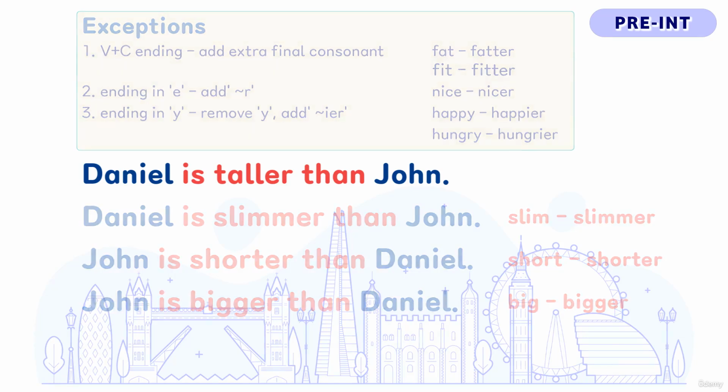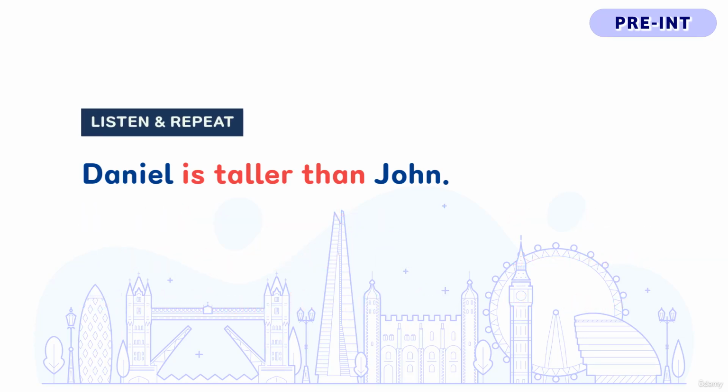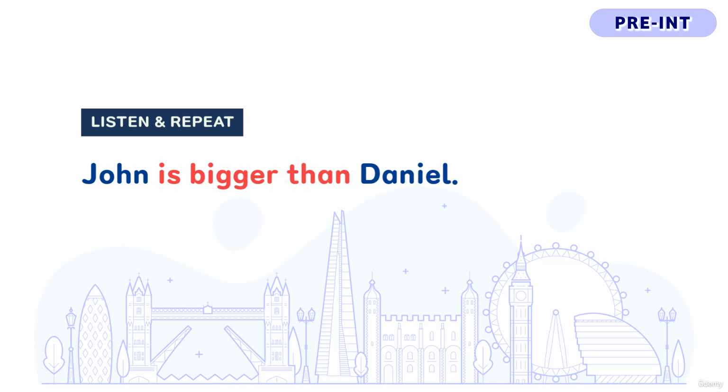Okay, so let's now do a speaking practice of these sentences. Daniel is taller than John. Daniel is slimmer than John. John is shorter than Daniel. John is bigger than Daniel. That was great, well done.